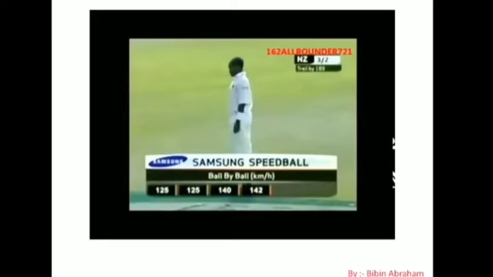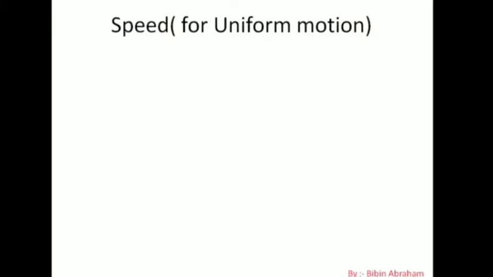All right, so you can see here there is a bowler. There you can see ball by ball, kilometer per hour. They are telling the speed of the ball. The first ball was 125 kilometers per hour, then the second ball was again 125 kilometers per hour, then the third ball was 140 kilometers per hour, a faster ball, right? Then the fourth ball was 142 kilometers per hour. You must have seen this kind of description in your cricket match, right? Along with the scorecard, this kind of information also tells what the speed of the bowler is, by how much speed the bowler is throwing the ball, right? So, what is this? The speed, right? Now, speed can be for uniform motion and for non-uniform motion.